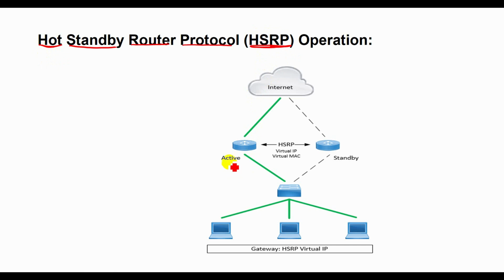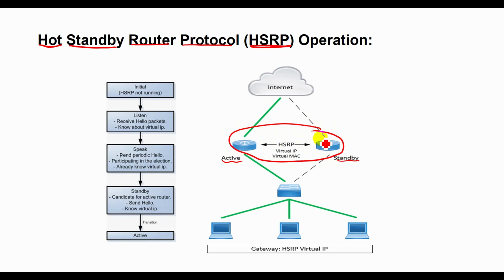HSRP uses an active or standby model in which one router actively assumes the role of default gateway for devices on the subnet. One or more routers on the same subnet are then in standby mode. Before forming the HSRP, each HSRP router will go through a number of states before it ends up as an active or standby router. That is what will happen. Initial state. This is the first state when HSRP starts.